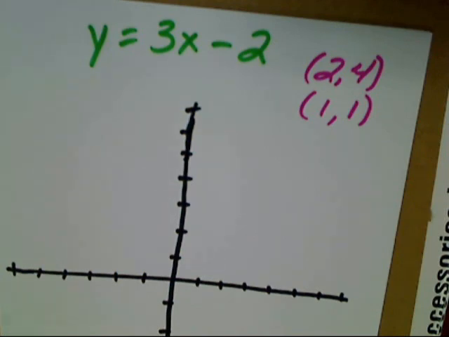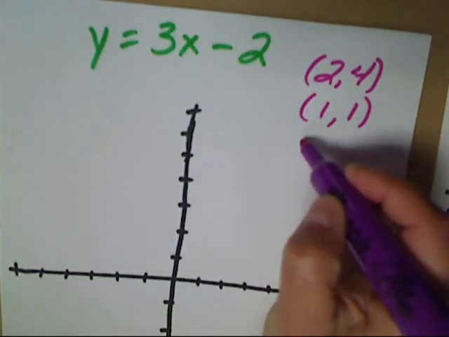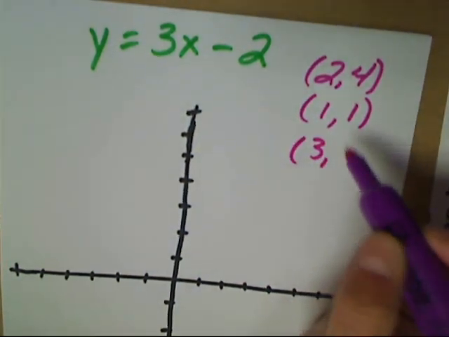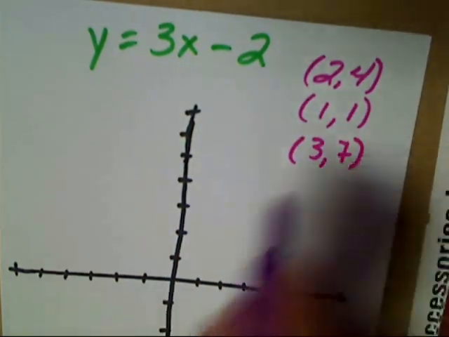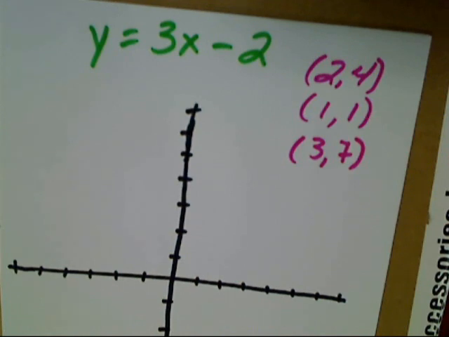Can you find others? Yeah, it doesn't matter what we pick for our x value, we can come up with a y value, as I stated in the previous segment. If we continue on with a positive, if we put in a 3, 3 times 3 is 9, minus 2 gives me 7. So the point (3, 7) is also a solution.